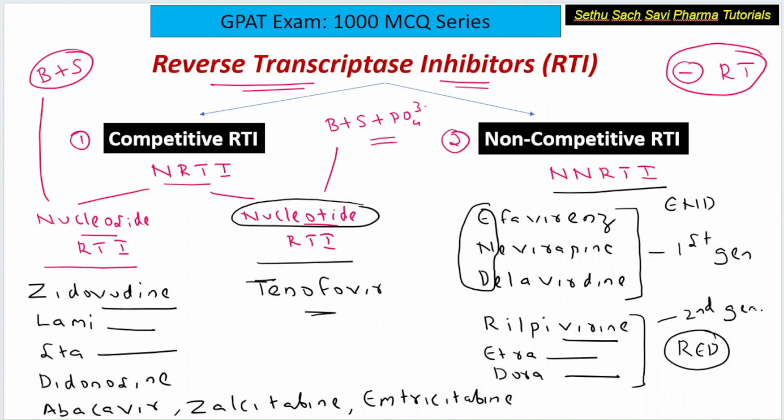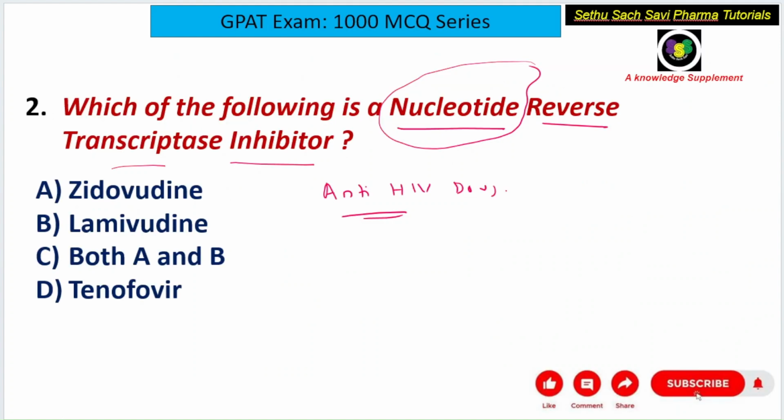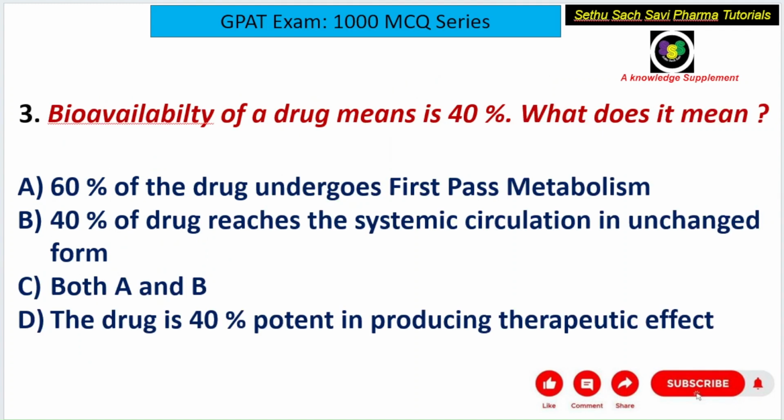Okay, so these are the reverse transcriptase inhibitors. The question here asked for a nucleotide reverse transcriptase inhibitor. You remember, zidovudine and lamivudine are nucleosides. So the correct answer here would be tenofovir. Tenofovir contains a phosphate group, so that is why it is a nucleotide reverse transcriptase inhibitor. Okay, let's move on to the third question.